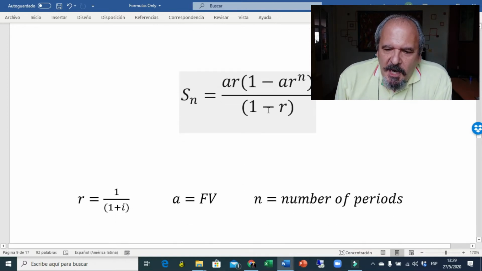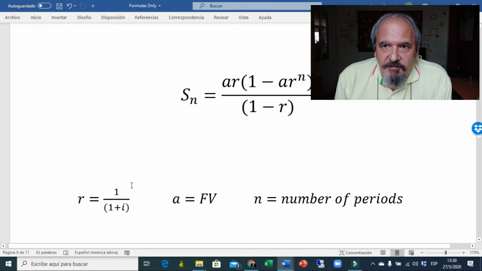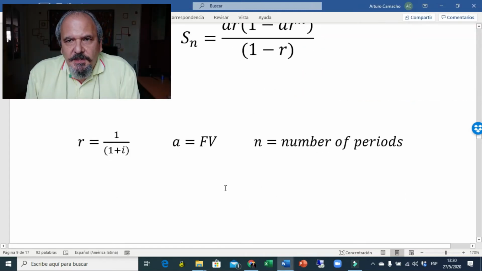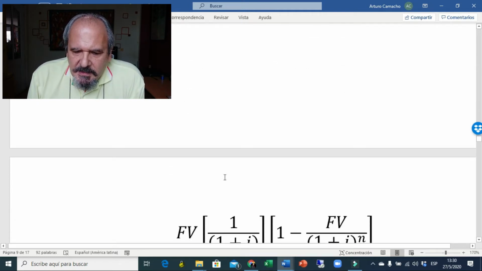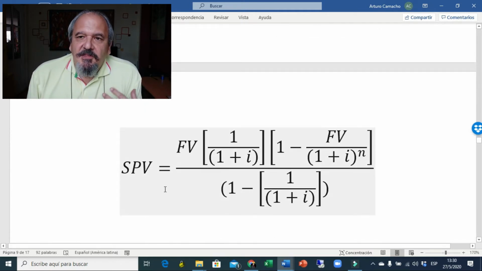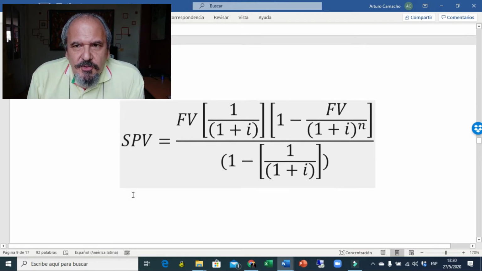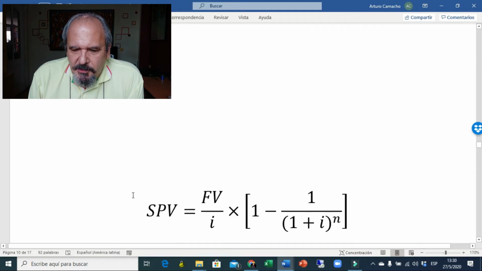So let's remember what R was. In our formula, R was 1 divided by 1 plus I. A is the constant cash flows, or the constant future values, and n, of course, is the number of periods, which I think we call M. If we substitute all that in our equation, we get this monstrous equation. The sum of all the present values we wanted to obtain is all this formula, which we can reduce to a beautiful formula, this one over here.